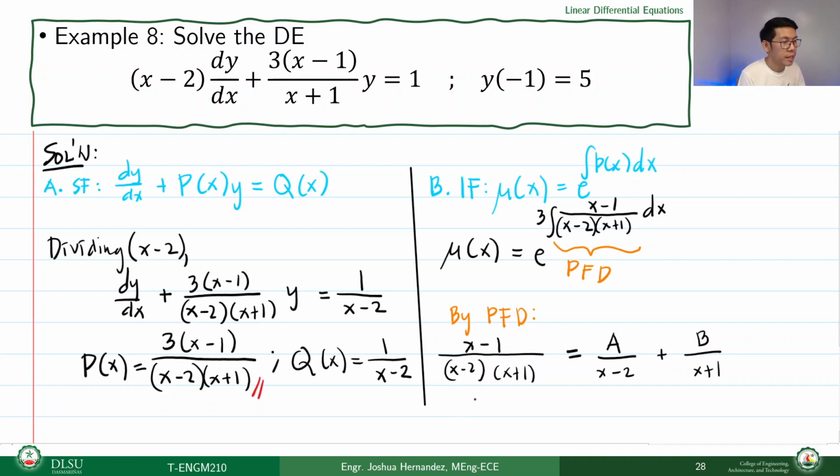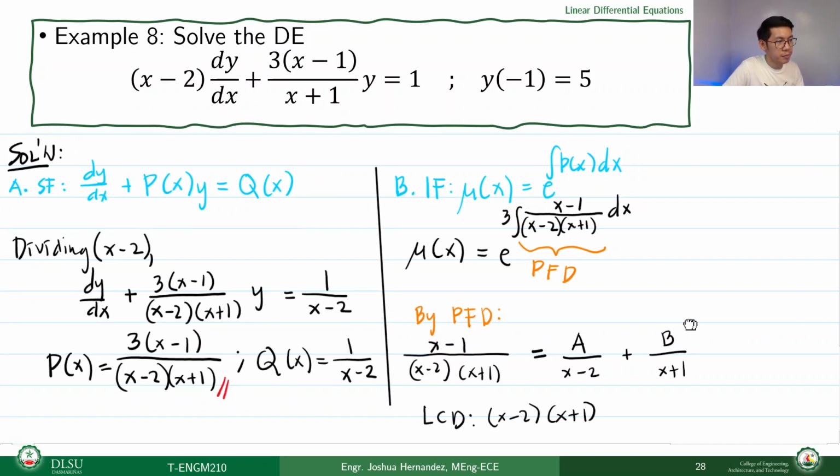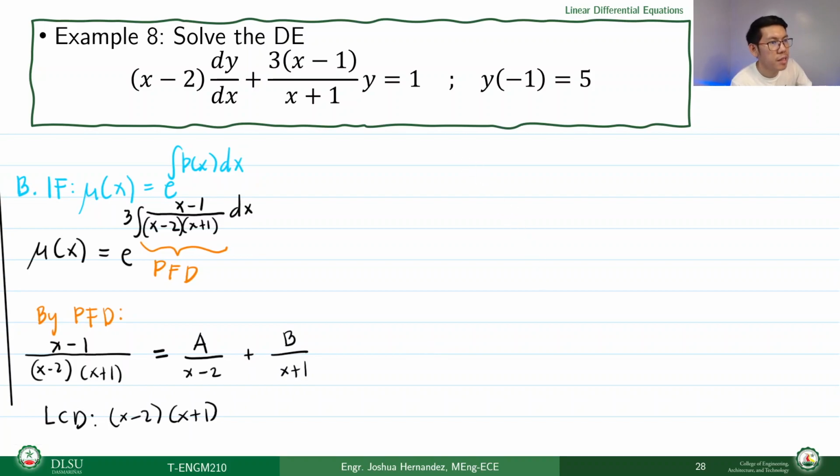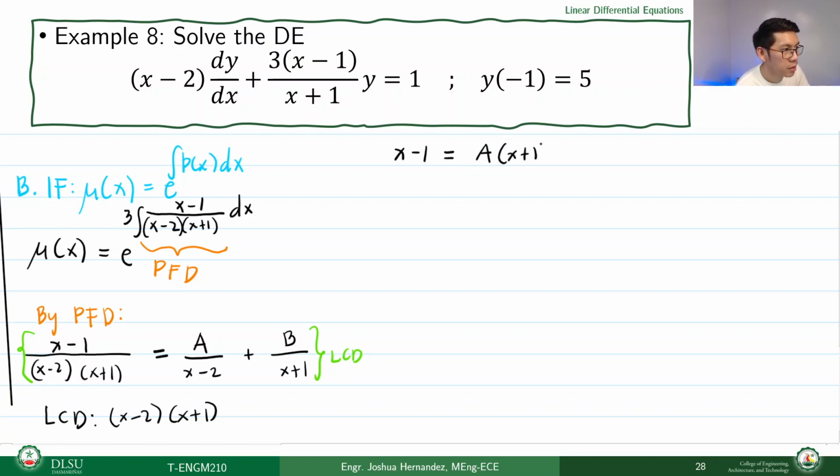And we can get an expression here by taking the least common denominator. The least common denominator is x minus 2, and then x plus 1. By multiplying that least common denominator to our whole equation, we'll arrive at an expression that is x minus 1 equals a multiplied by x plus 1 plus b multiplied by x minus 2. Now, I can expand this, and this will be ax plus a plus bx minus 2b.